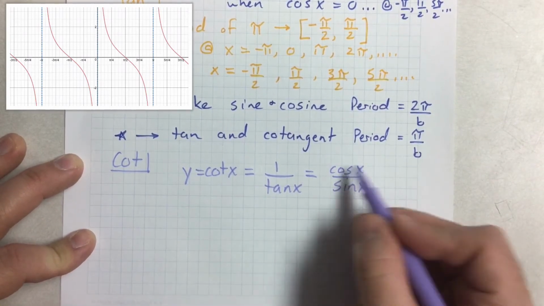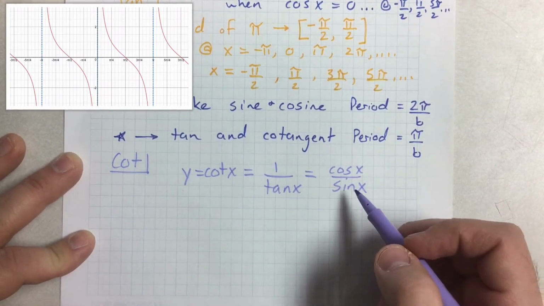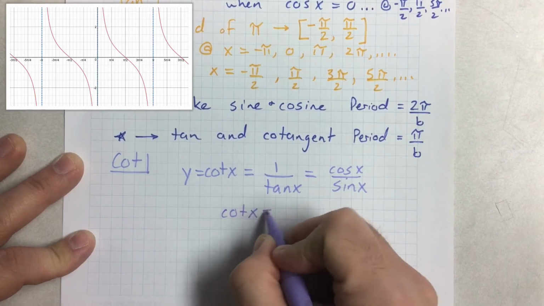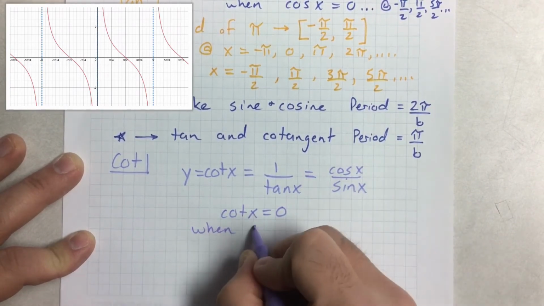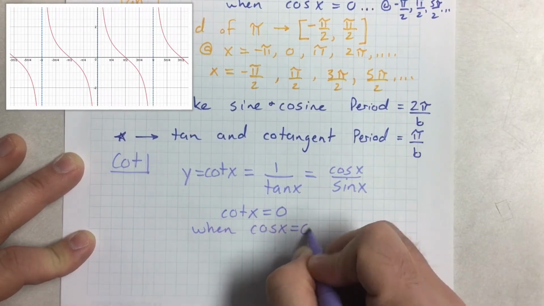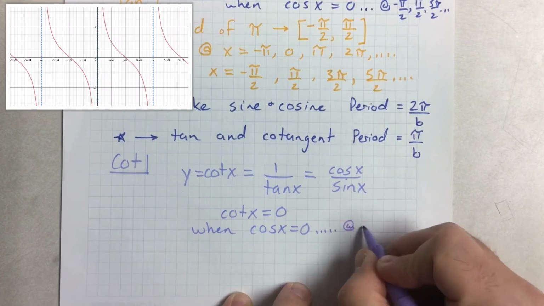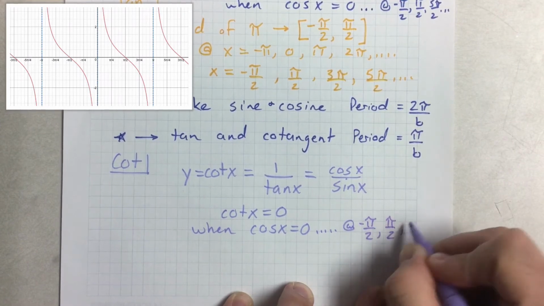So because of this understanding that cotangent is cosine over sine, cotangent of x is going to equal 0 when cosine of x equals 0, which was at negative pi over 2, pi over 2, and 3 pi over 2.